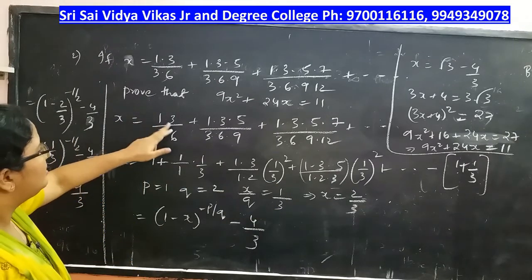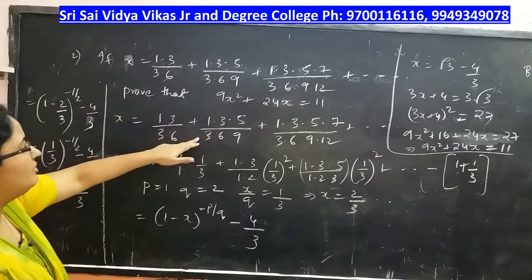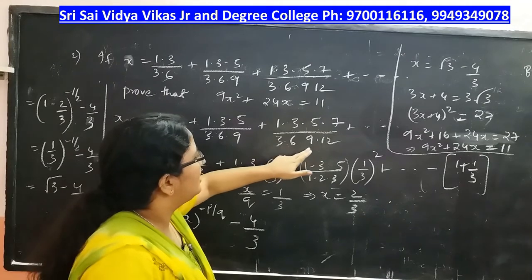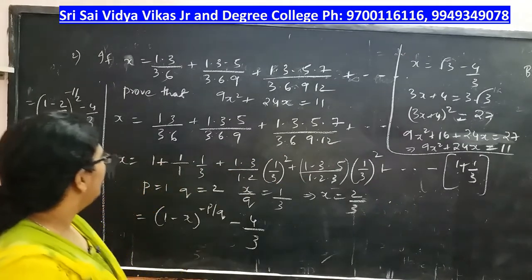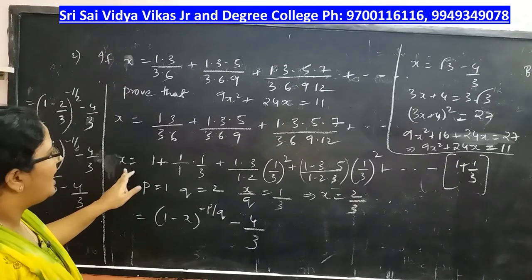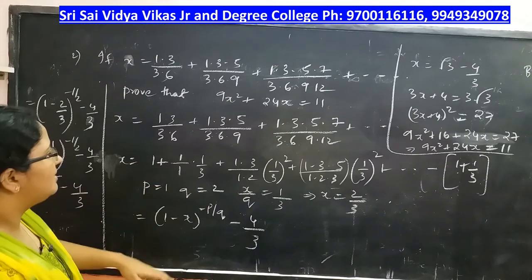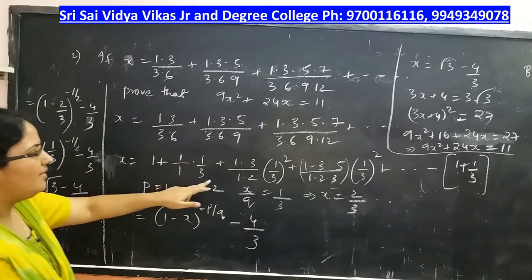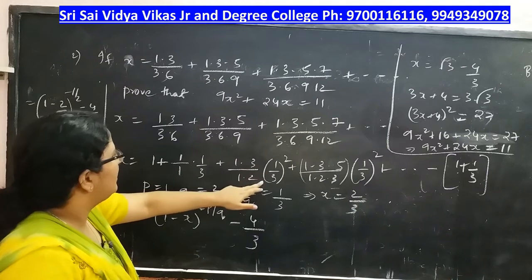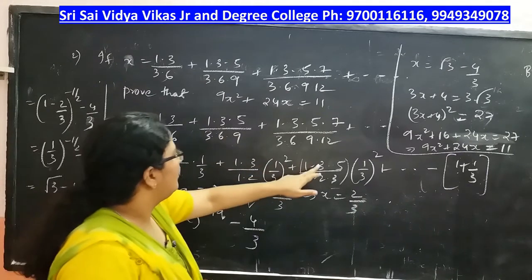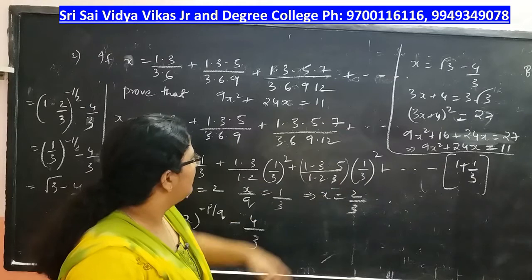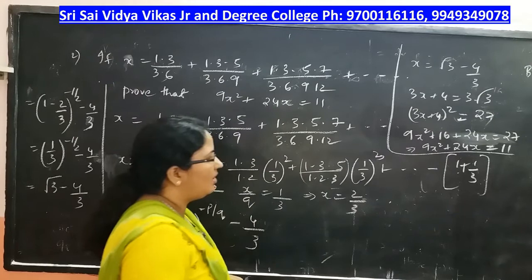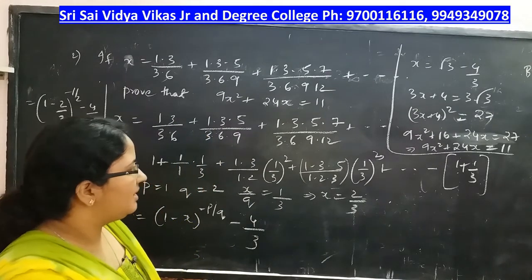x is equal to 1 into 3 by 3 into 6 plus 1 into 3 into 5 by 3 into 6 into 9 plus 1 into 3 into 5 into 7 by 3 into 6 into 9 into 12 plus so on. x is equal to, we have to add 1 plus 1 by 3 and subtract 1 plus 1 by 3 because that is missing here. So we are adding 1 plus 1 by 1 into 1 into 3 by 1 into 2 whole power 1 by 3 whole square plus 1 into 3 into 5 by 1 into 2 into 3, 1 by 3, this is whole cube, plus so on minus 1 plus 1 by 3.